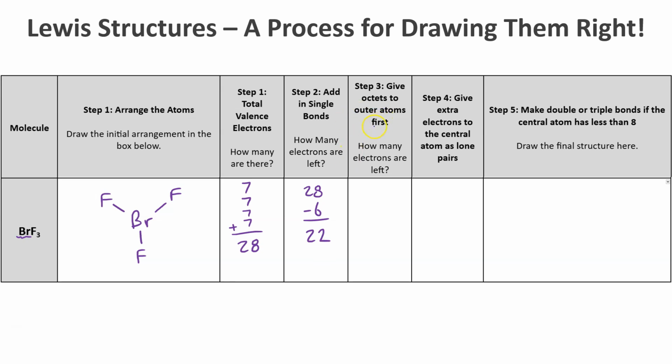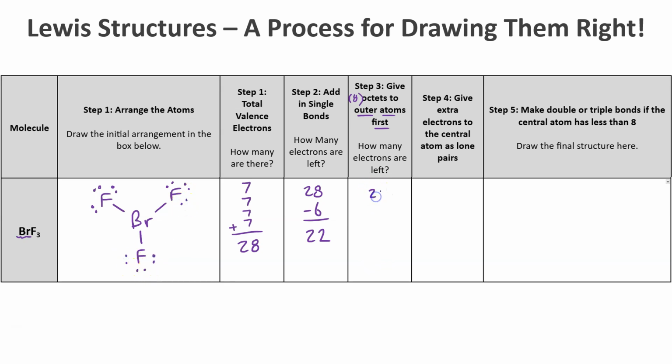Step 3 tells me what to do with those 22 by giving octets, that's that magic number of 8 total electrons, specifically to the outer atoms first, and yes, that matters. That means we're going to ignore the bromine and take care of only the fluorines first. Each fluorine already has 2 electrons with that single bond, so to bring it up to an octet of 8, I have to give each fluorine 6 more, and I'll do that to each of those fluorines now.